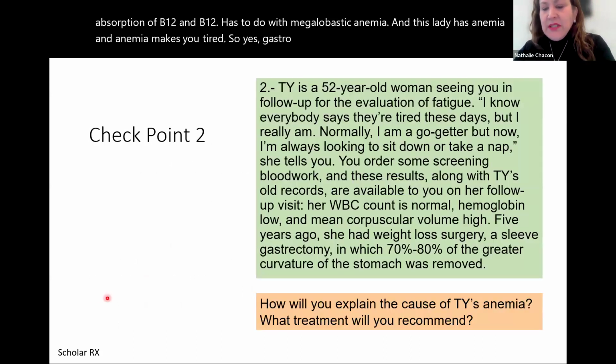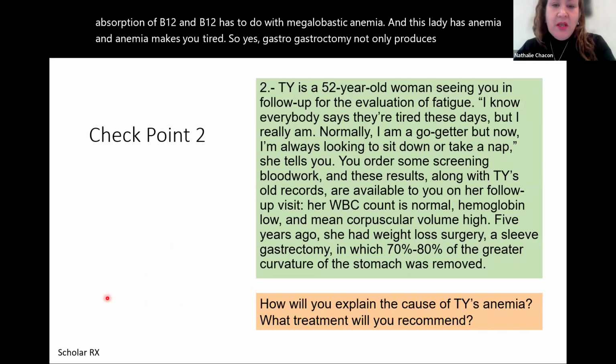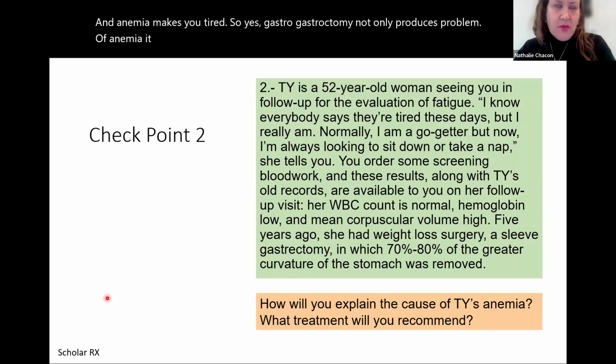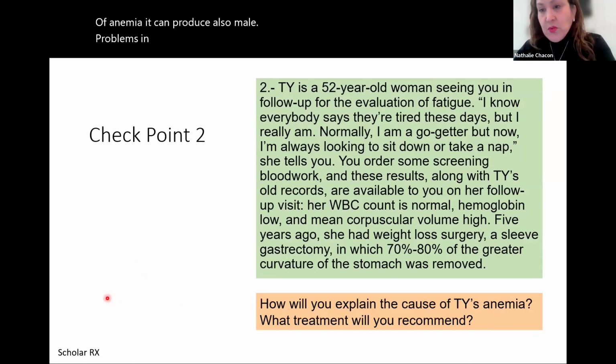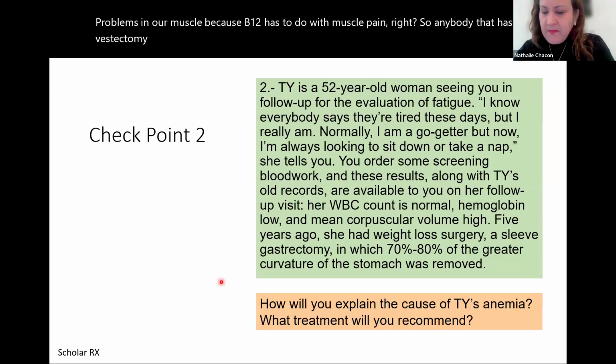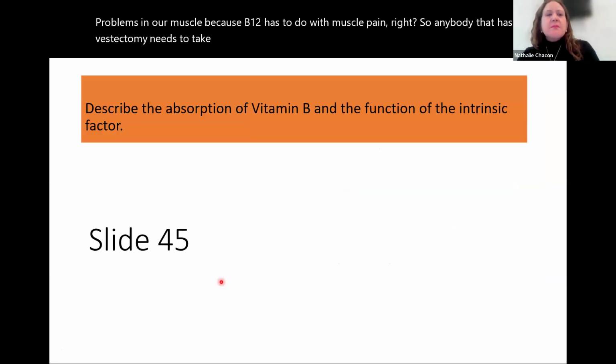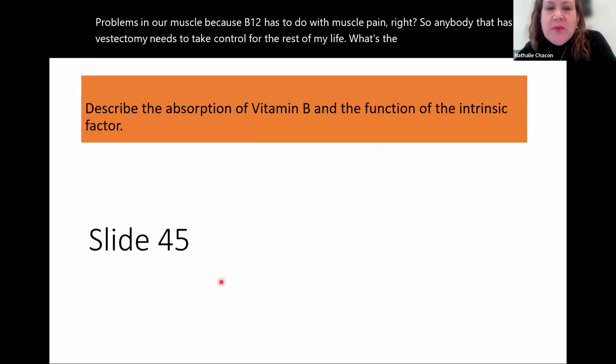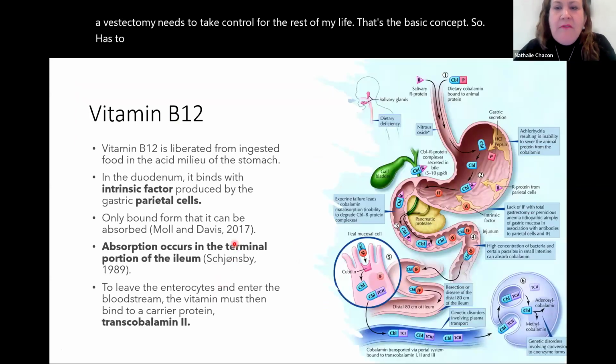So yes, gastrectomy not only produces the problem of anemia, it can also produce problems in our muscle, because B12 has to do with muscle pain, right? So anybody that has gastrectomy surgery needs to take B12 for the rest of their life. It's a basic concept. So the absorption of vitamin B12 has to do with the intrinsic factor.